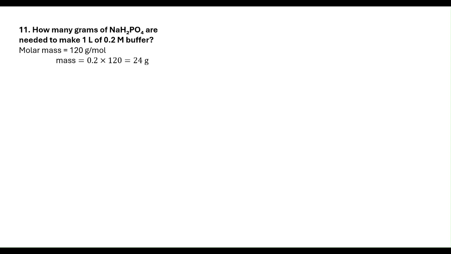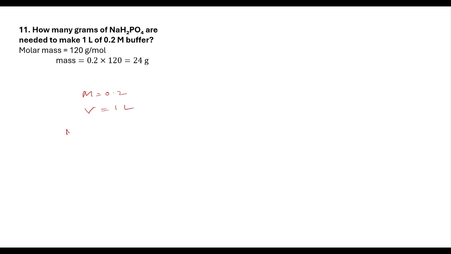Now look at the 11th question. This is very common for phosphate buffer preparations, which we do in the lab very frequently. How many grams of sodium dihydrogen phosphate are needed to make 1 liter of 0.2 molar buffer? So what we have is molarity, which is 0.2. We have volume, which is 1 liter. So we need to know the amount of sodium dihydrogen phosphate. For that purpose, we just need to calculate the number of moles first.